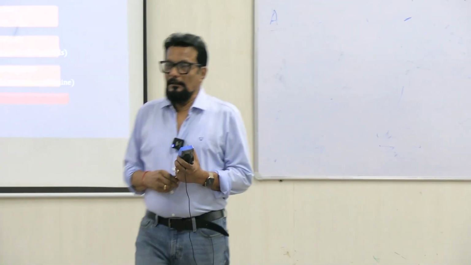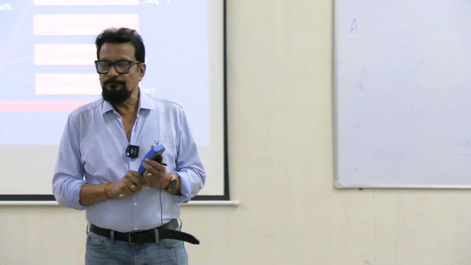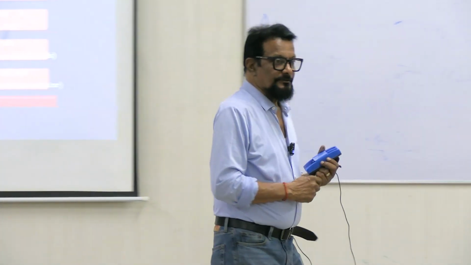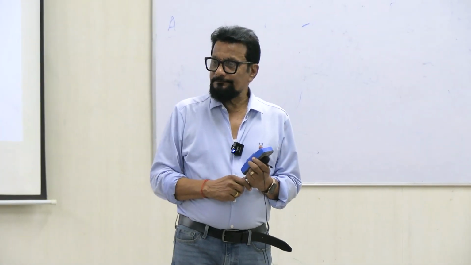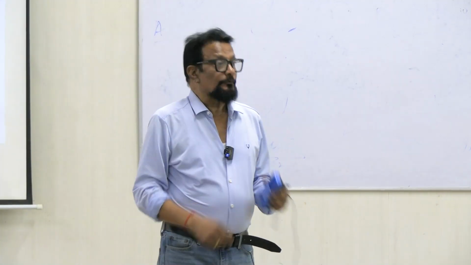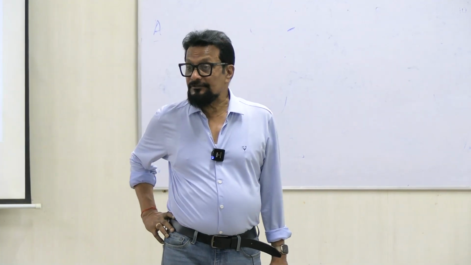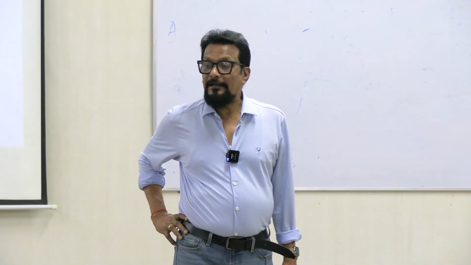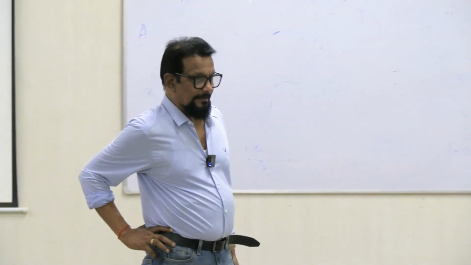And the normal osmotic pressure, oncotic pressure, what is the unit of pressure? Millimeter of mercury. 25 millimeter of mercury. How much? 25 millimeter of mercury. Okay?